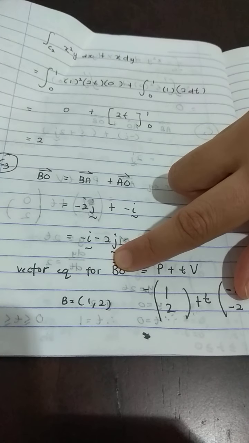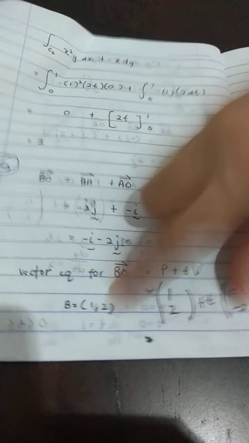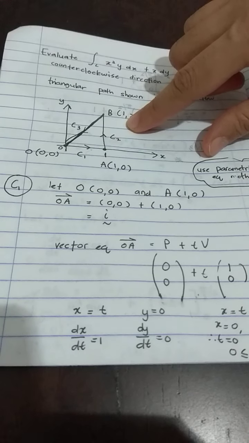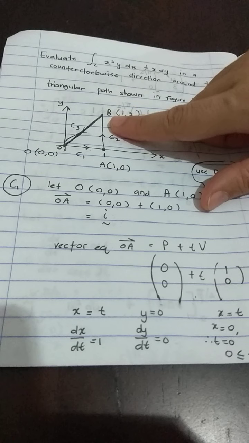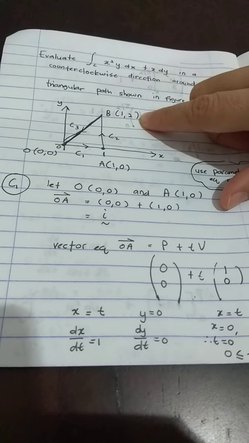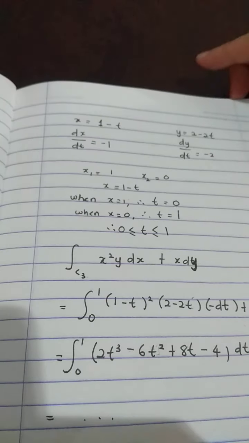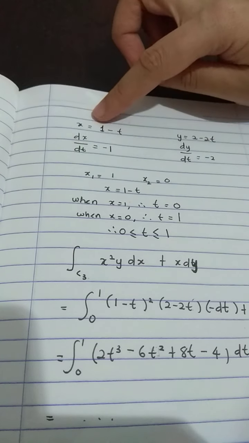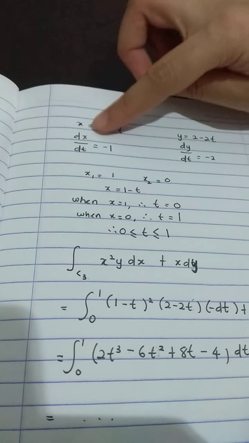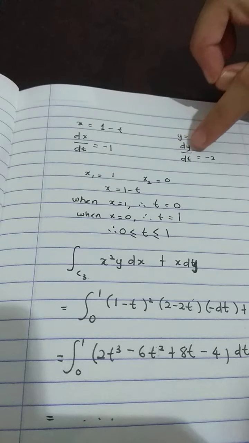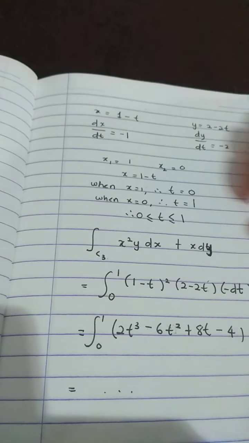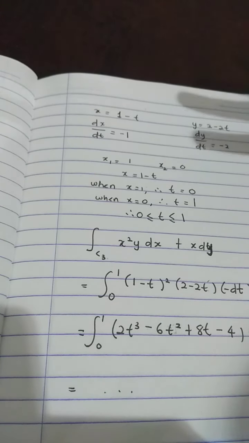The coordinate of B is (1, 2) from the figure. So just solve it, and from there we get x equals 1 minus t. We derive x, then we get y. We derive y. And then we must find the interval of t for this third integration.